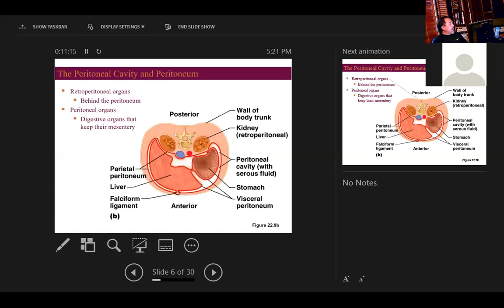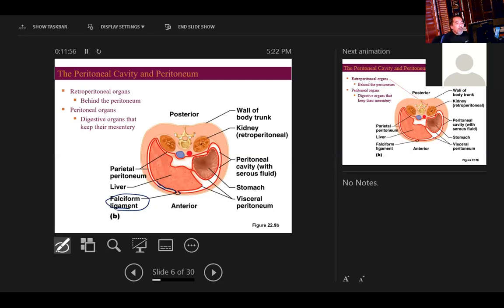Now this is what it looks like on a transverse section. This is the liver. The liver is covered by visceral peritoneum. Okay, we'll change that color. So this is the visceral peritoneum of the liver, and this is the parietal peritoneum of the liver. And the visceral will create what we call the falciform ligament that connects to the parietal peritoneum of the abdominal wall. So that's the only place where we have an organ attached to the ventral wall, and that's the falciform ligament attaching the liver to the ventral wall.